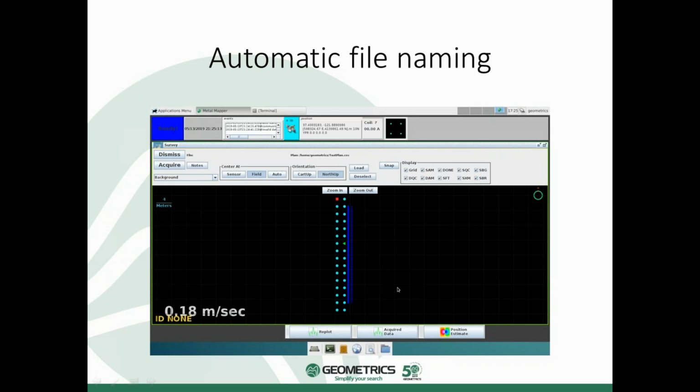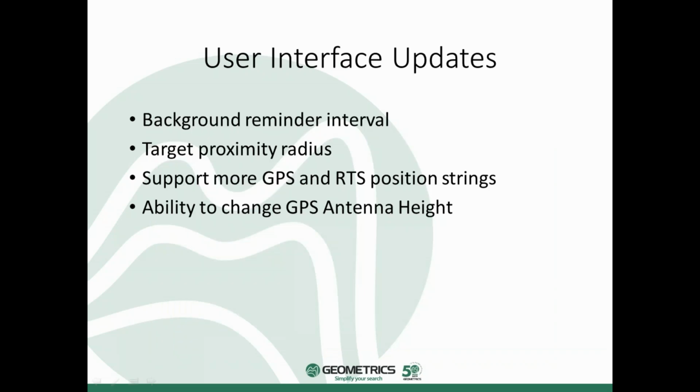Because again, the files are named automatically. So if the field operator selects the wrong target ID but collects a measurement in a different location, it can just be a little bit of a hassle for the data processor to reconcile what exactly was meant to be measured there. So the default target proximity radius is 1.5 meters. However, that is also selectable.